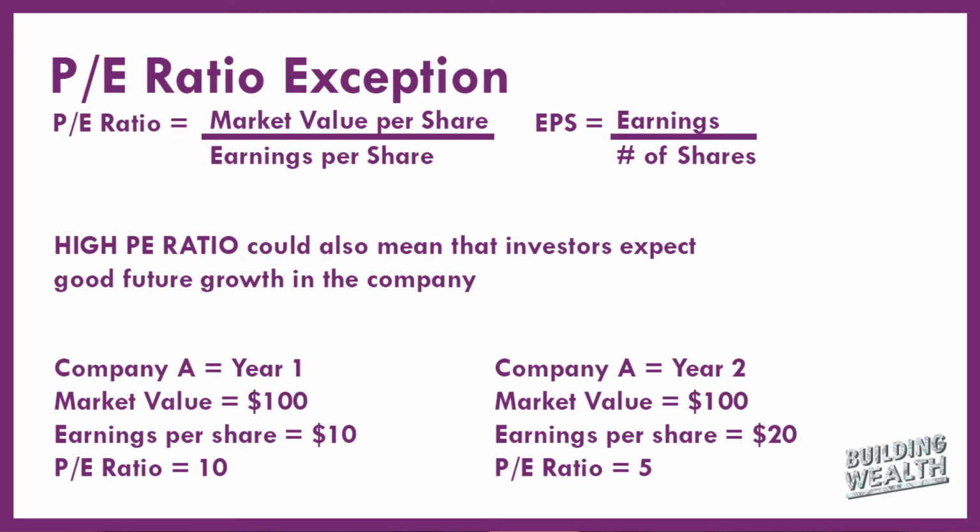In year 1, company A has a market value of $100. Its EPS, or earnings per share, in year 1 is $10. The PE ratio is 10. However, in year 2, the market value is still $100. However, they make more earnings per share. It's increased from $10 to $20. The new PE ratio is 5. As you can see, if a company grows, then the PE ratio may change.